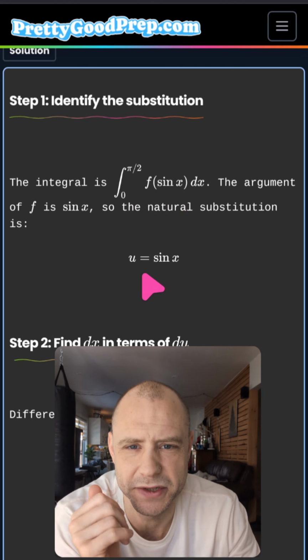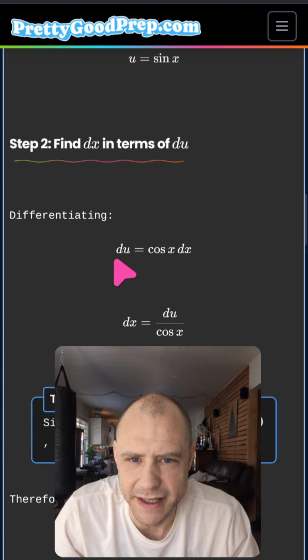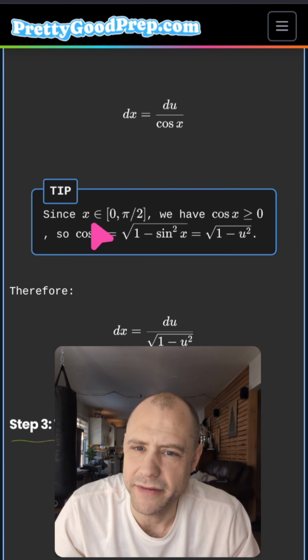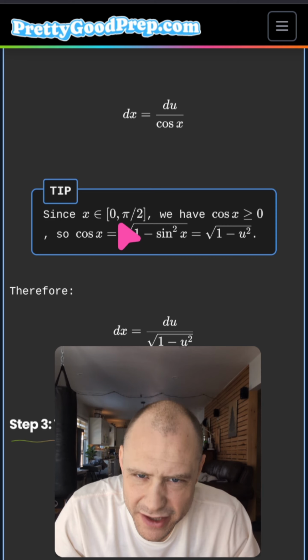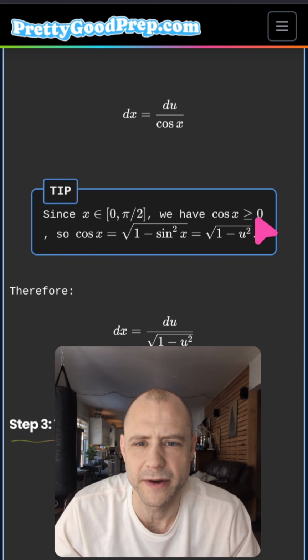So the natural substitution is u equals sine x. Fair enough. If we do that, let's prep things. We have to take du and get cosine x. We could solve for dx, sure. And then we have a little note. Since x is in the interval from 0 to pi over 2 in the integral, cosine will always be greater than or equal to 0.